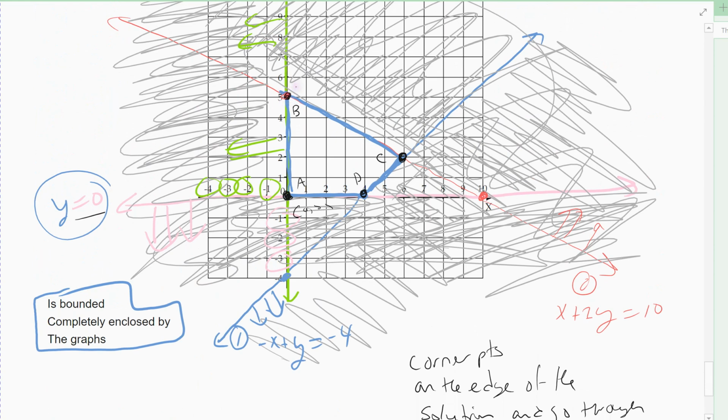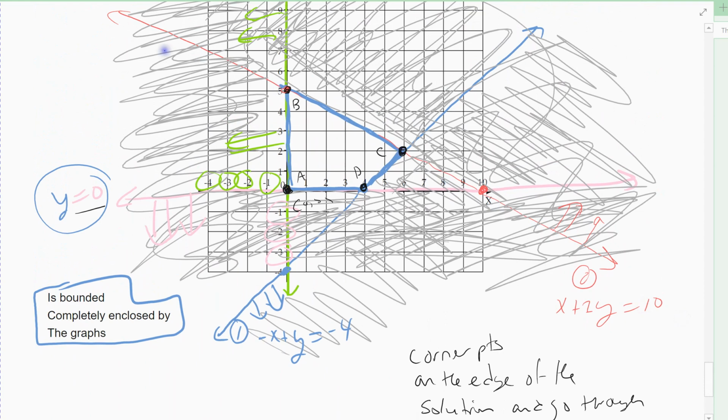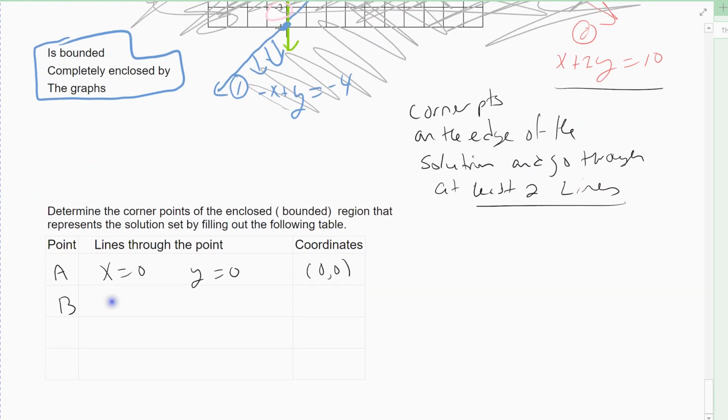B is on my axis, so it goes through the green line, which is x equals 0, and it was also on my red line, which was x plus 2y equals 10. So it goes through x equals 0 and the line x plus 2y equals 10, and it was the point 0, 5.